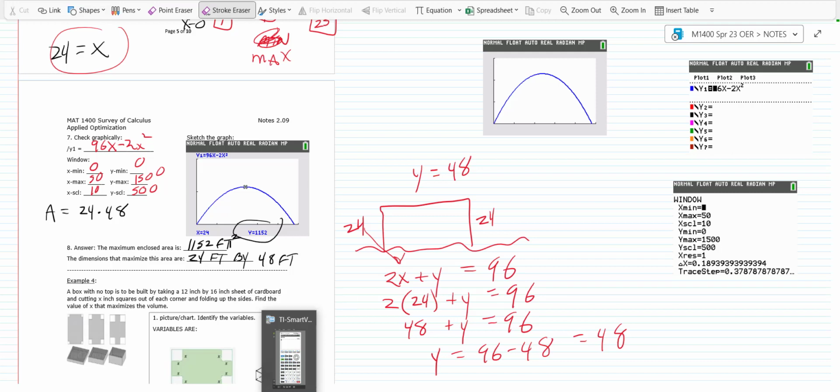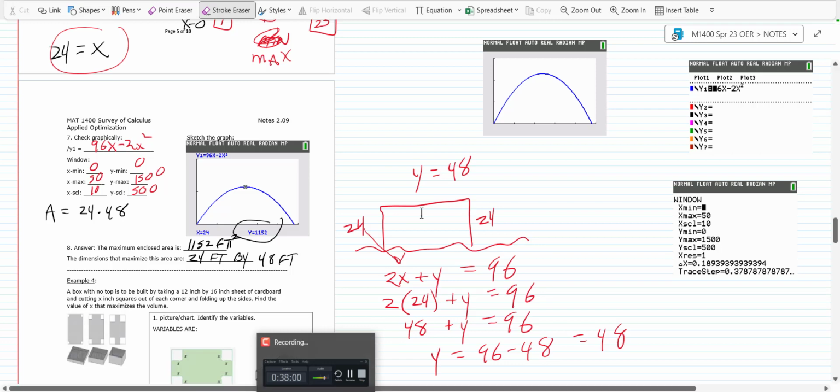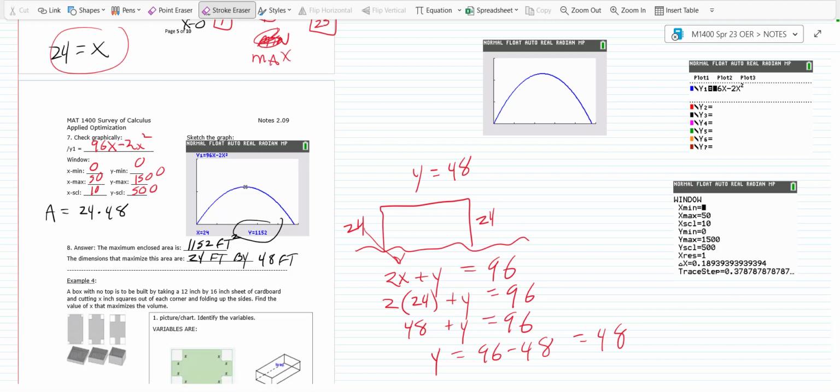Okay, any questions on that or how I got the final answer or anything? Okay, all right, yep. Yeah, the area would just be the 24 times 48. The dimensions of the rectangle are 24 and 48. That's what makes that area a maximum. Okay. Yep. Okay, everybody okay? All right, let's go ahead and do a 10-minute break here then.